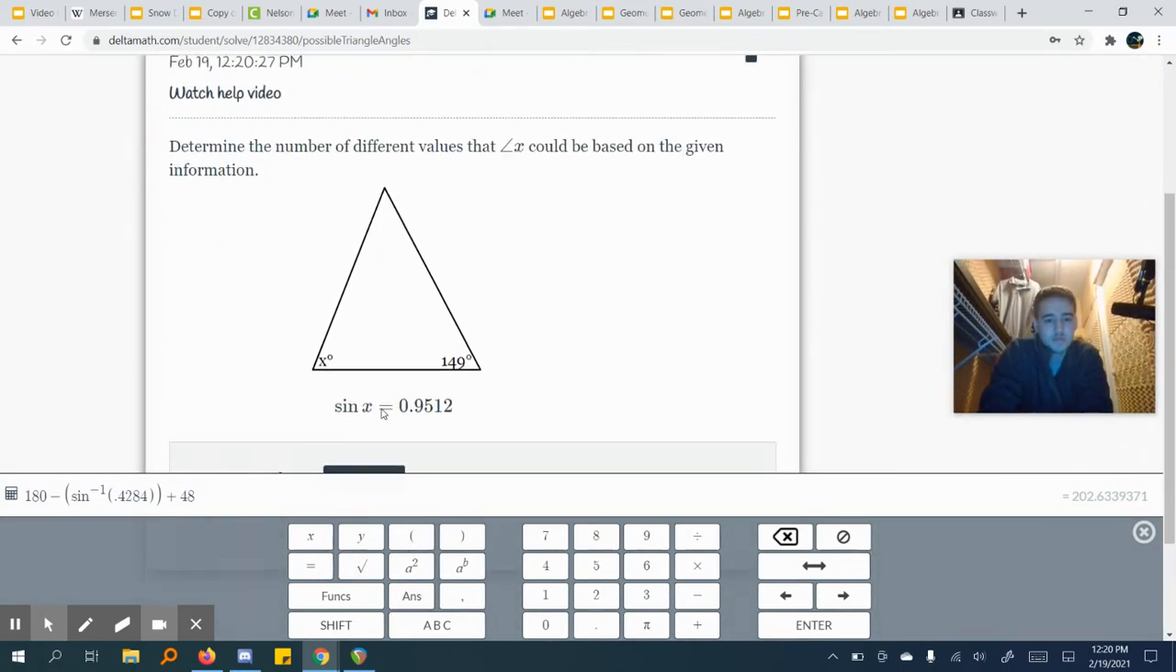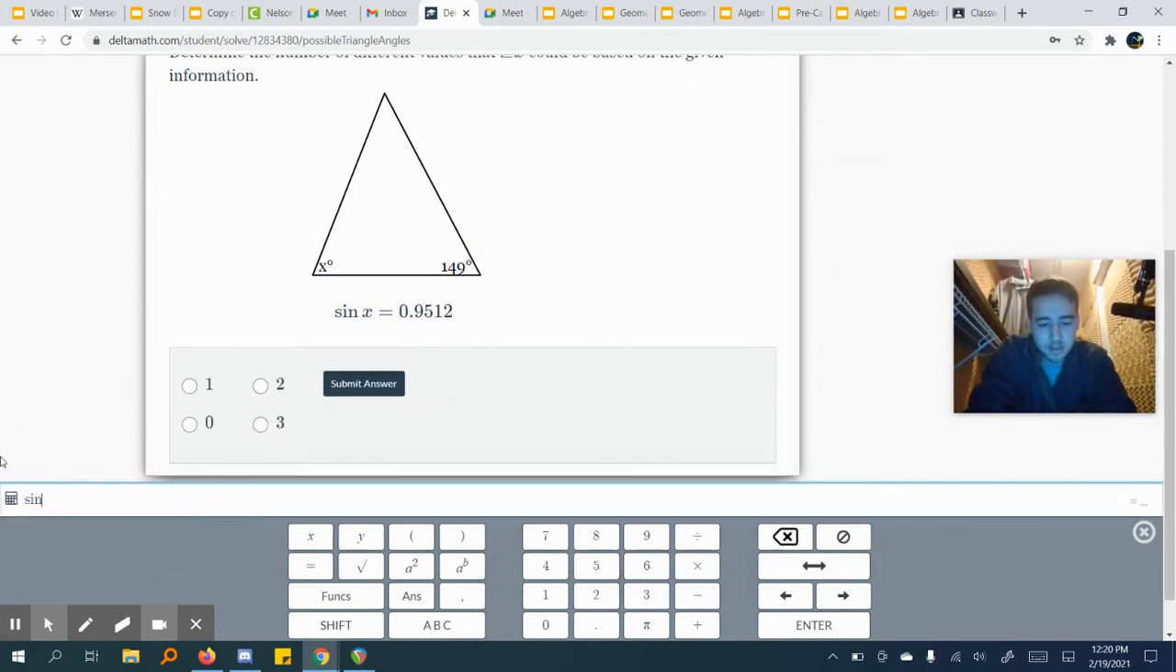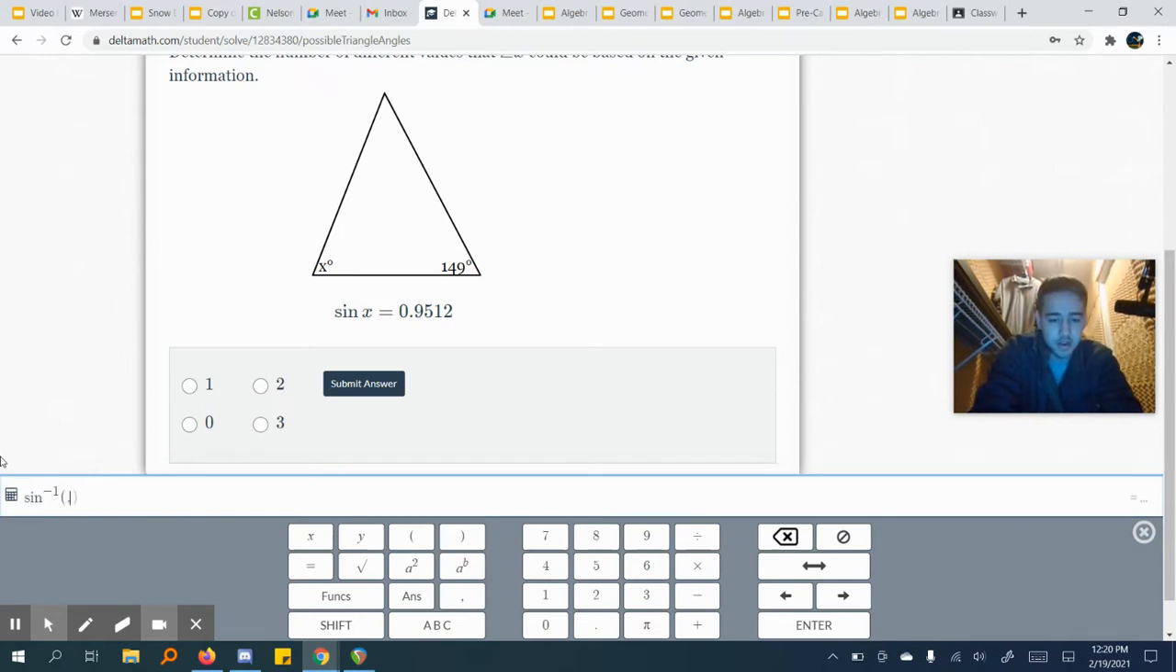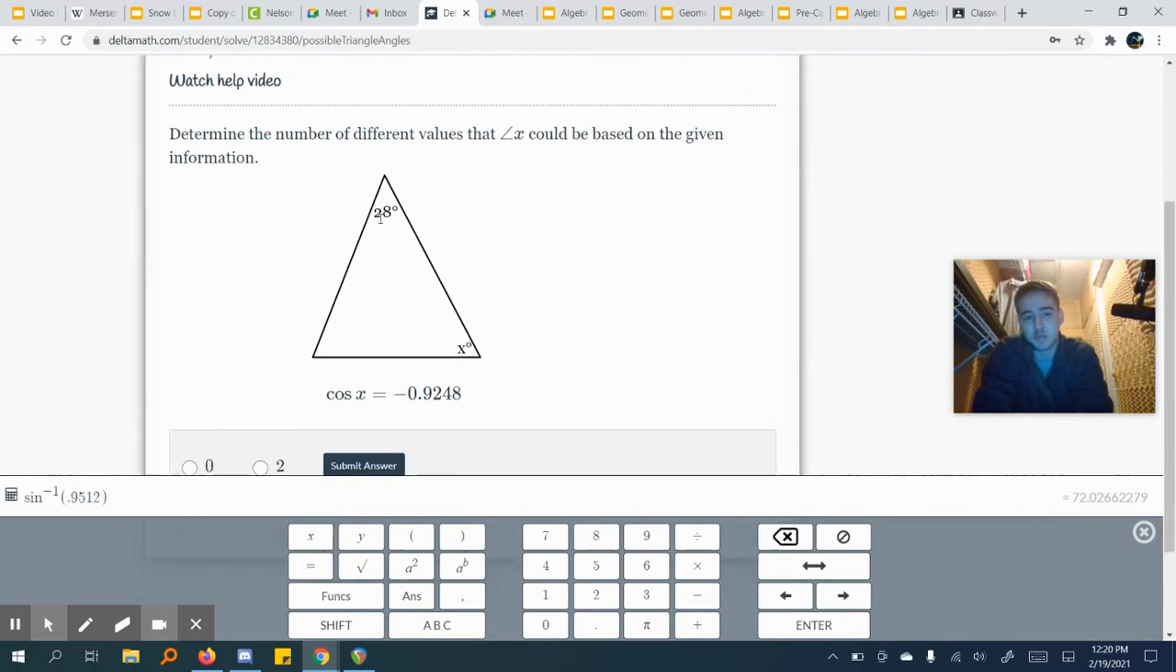Sometimes we'll get 0 if we see something like, boom, 149-degree angle here. So inverse sine of 0.9512. 72 is going to be the smaller of the angles. And if you add that to 149, you're going to get 221, which is greater than 180. So nothing is going to work on that one. So if the smaller angle is bigger than 180 minus this angle, then we know that we're going to run into that problem.